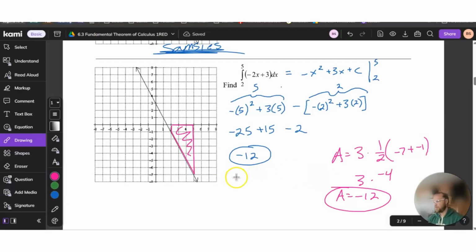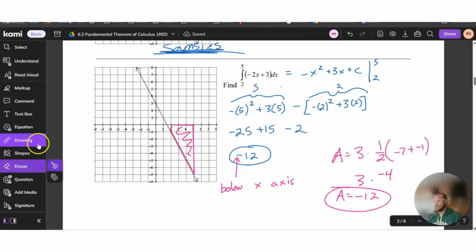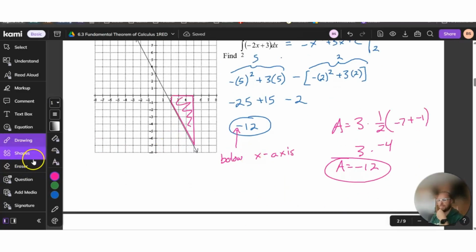And let's just put a quick note here. This negative means below the x-axis. You know what? I don't like the way I wrote that. It just means below the x-axis, right?